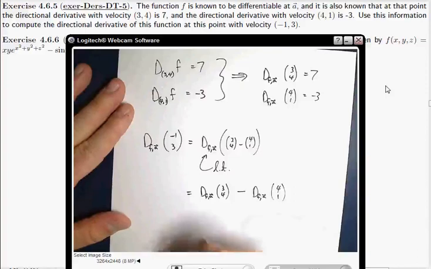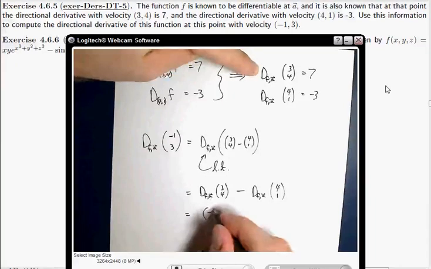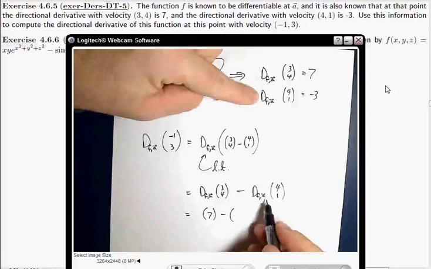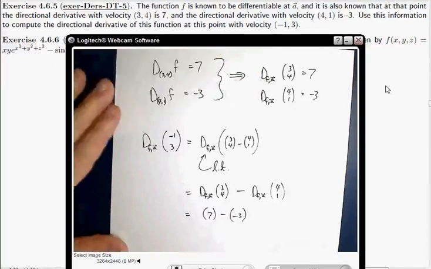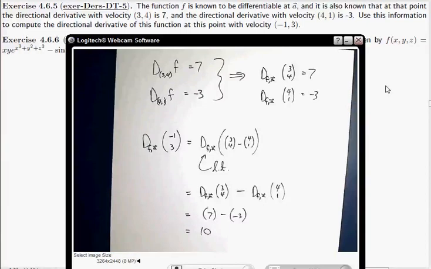And of course these you already know. This one is 7, and this one is -3. So you get 10. So you don't have to do the whole thing where you parameterize a line. Not only do you not have to, but you can't. And that's what's interesting about this problem.